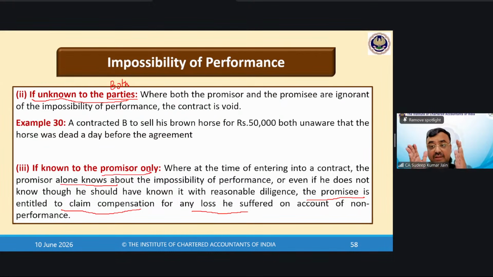It means if the promisor has an idea that the performance of this contract is impossible, in that case the promisee can claim compensation from the promisor for non-performance. The promisor has an idea, or he could have known about the impossibility by using his ordinary diligence, normal sense. Then in that case, the promisee can claim the compensation. Right? Please read.